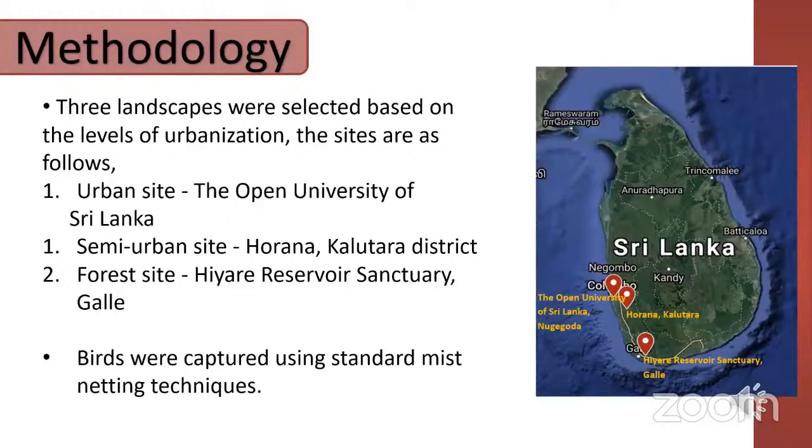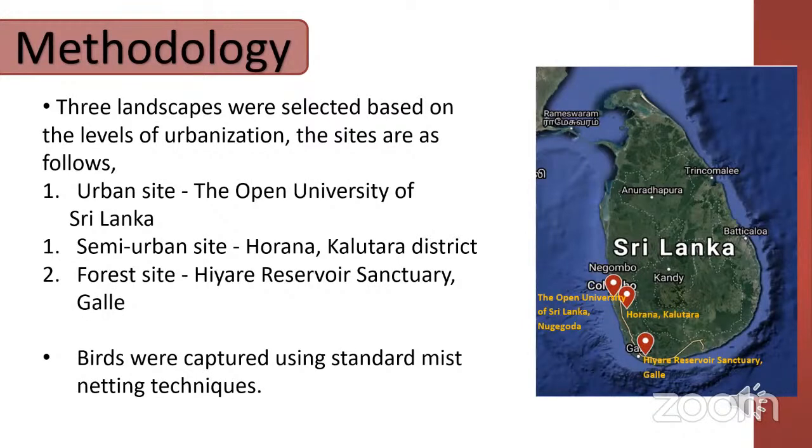To fulfill the objectives, three landscapes were selected based on the levels of urbanization: the premises of the Open University of Sri Lanka as the urban site, Horana in the Kaluthara district as the semi-urban site, and the Hiare Reservoir Sanctuary in Galle as the forest site.